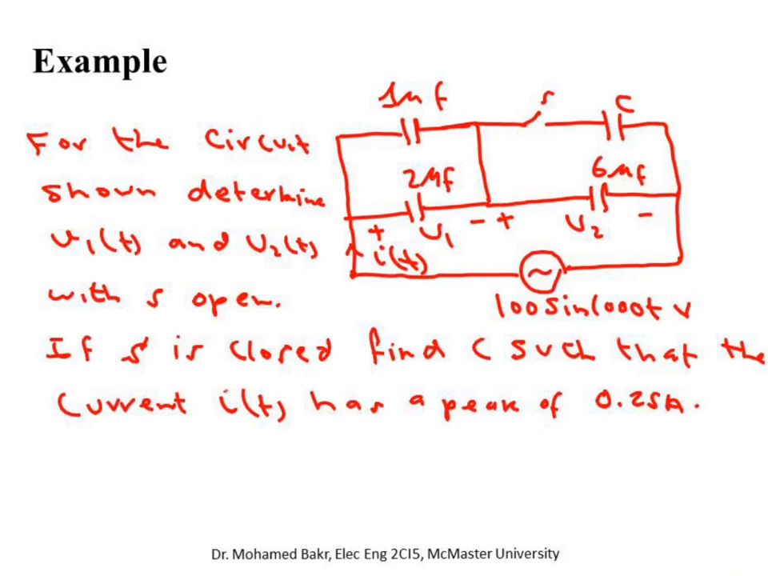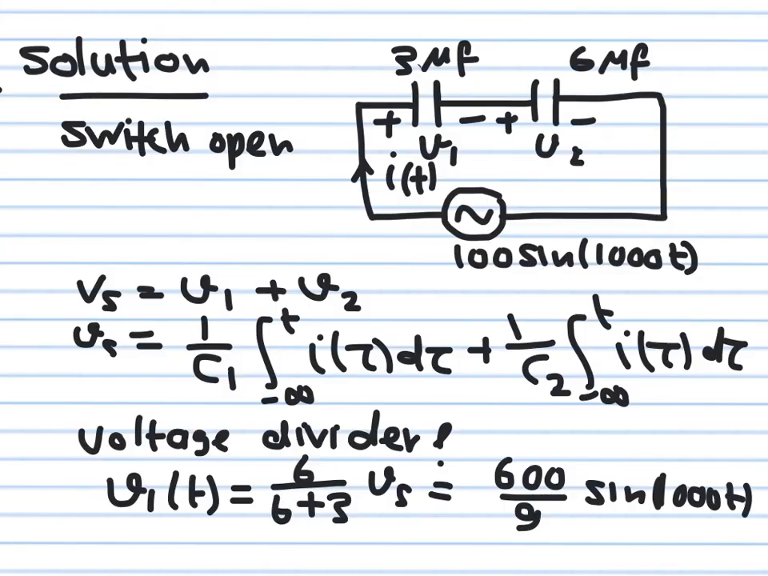Okay, so let's consider the first case. Let's handle this one first. For the first case, this is what we have, 6 microfarad in series with 3 microfarad. This is V1, this is V2. Write the expression for the voltage. This is the source voltage, so the source voltage Vs will be equal to V1 plus V2 at any time t. But V1 is 1 over C1, the integral from minus infinity to t of I of tau d tau. V2 is 1 over C2, the integral from minus infinity to t of I of tau d tau.